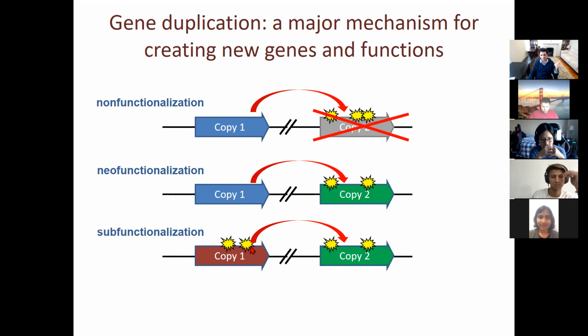Or both the ancestral copy and the recent copy might actually undergo mutations that make them both gain either sub-functions or new functions, which are both different from the ancestral function. But most of the time, what you're going to have after duplication is non-functionalization, which basically means that one of the two copies will most likely be lost.